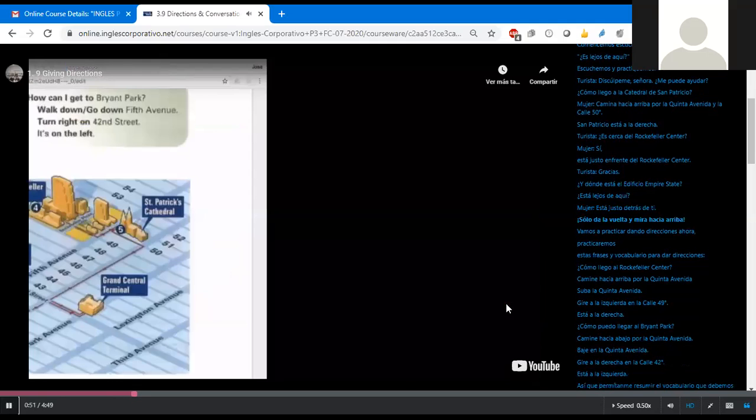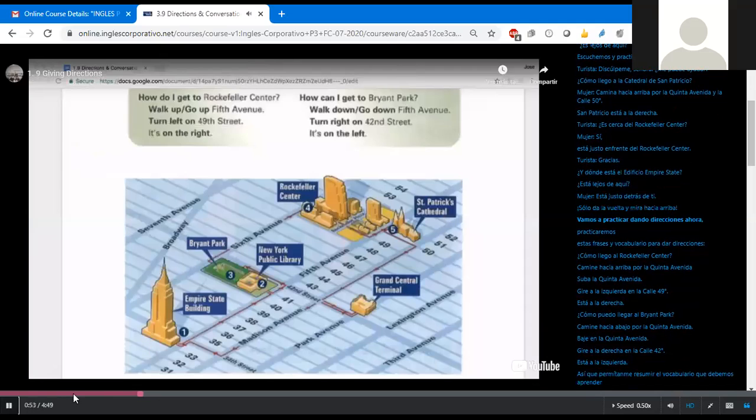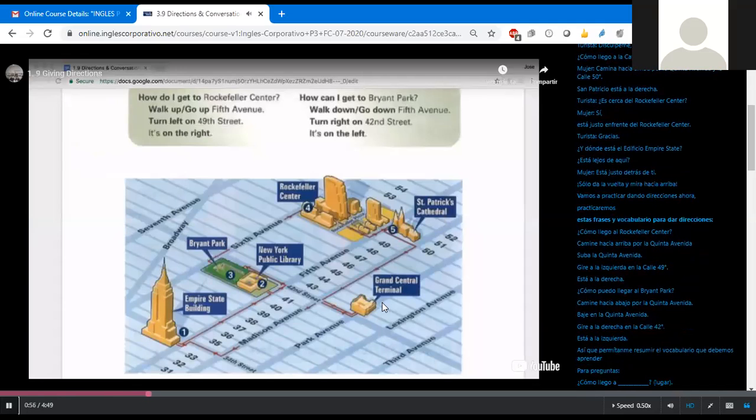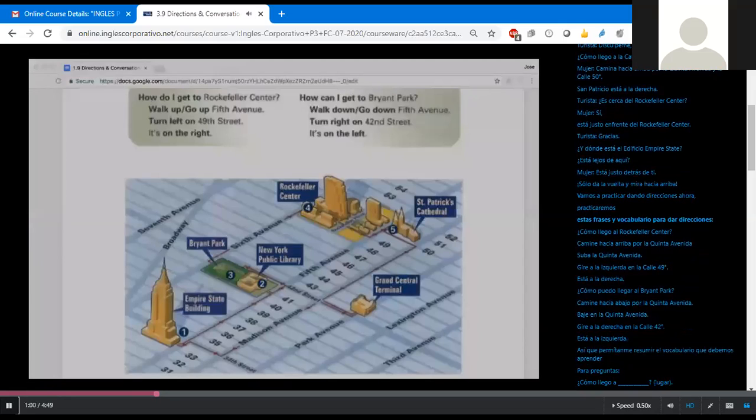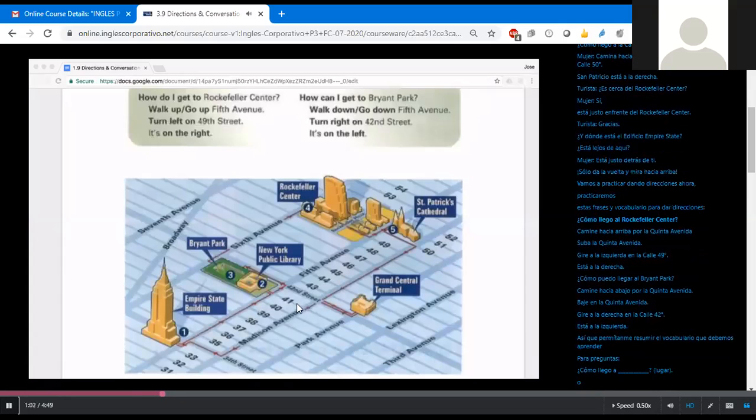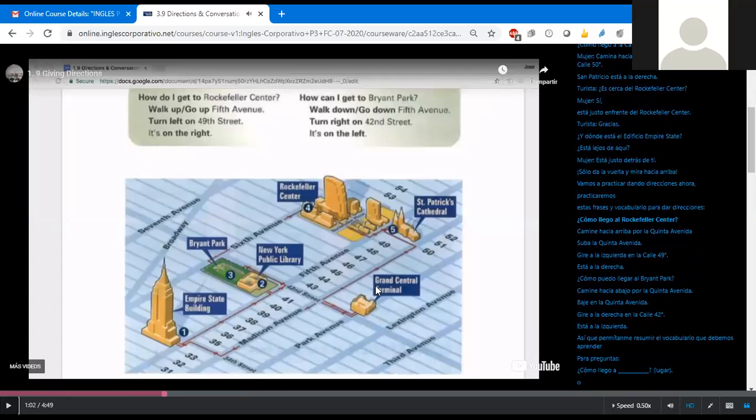We're going to practice giving directions now. Let's practice these phrases and vocabulary to give directions. How do I get to Rockefeller Center? Okay. ¿Esa es la que querían ver? This question? No. Las siguientes. Siguiente, okay. Pero sí, las siguientes.